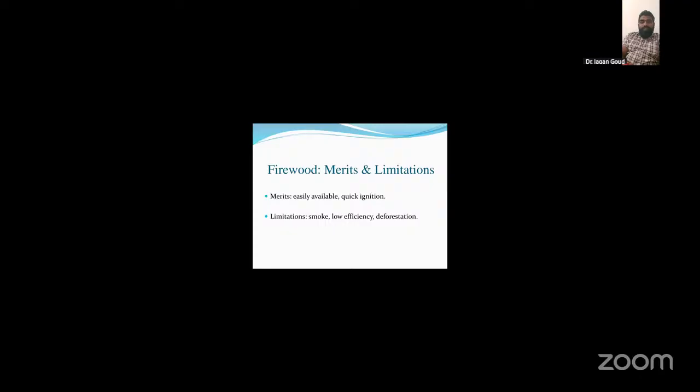Firewood merits and limitations. What are the firewood merits and limitations? Merits are easily available and quick ignition. Easily available means especially in rural and forested regions. It's very low cost, often collected locally with minimal expense. Quick ignition: catches fire easily and provides immediate heat. Simple technology: does not require complex equipment, there is no technology needed to burn firewood.